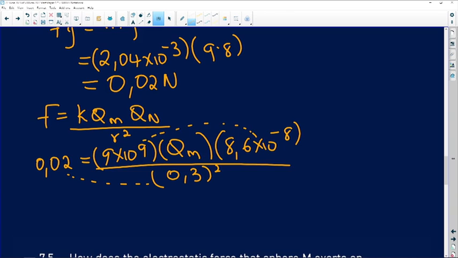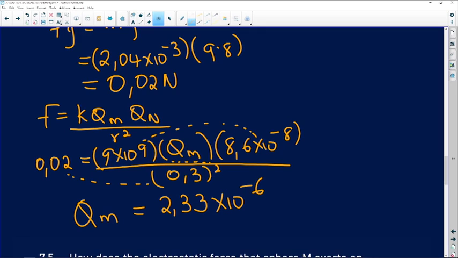If we do that, then we are going to expose Qm. Qm will be equal to the 0,02 multiplied by 0,3 squared, divided by the other product. What am I going to get here? I'm going to get my Qm as 2,3 times 10 to the power -6.